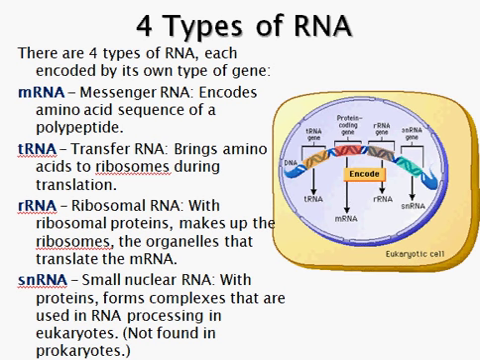Then the snRNAs are small nuclear RNAs, and they, together with some other proteins, form complexes that are used in RNA processing in eukaryotes. And we'll look at these a little bit later in this lecture. But it's important to note that the small nuclear RNAs are not found in prokaryotes, so you will not see them in bacteria.